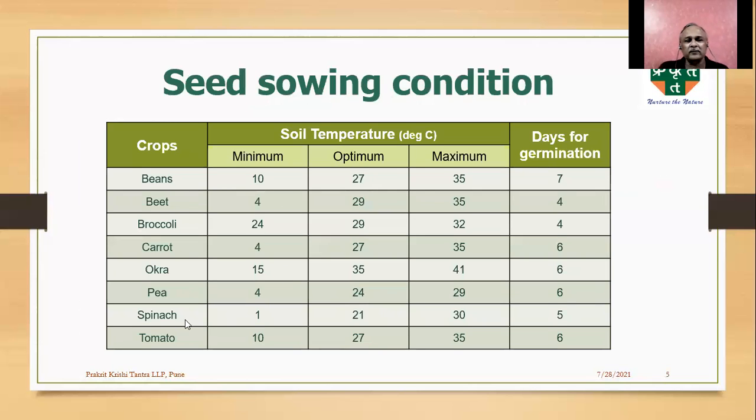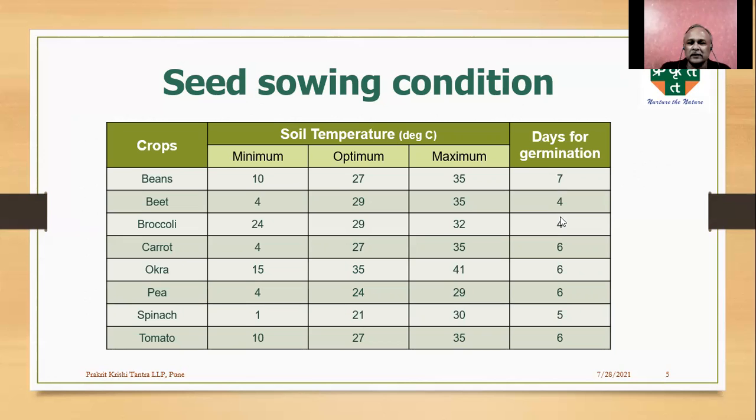Here I have taken an example of a few vegetables, and the temperature. In earlier sessions I have talked about the importance of soil temperature. Here you can see the minimum, optimum, and maximum temperature for different seeds is different, but the optimum temperature is more or less between 20 to 30 degrees, or in certain cases more than that. For example, okra or lady's finger.